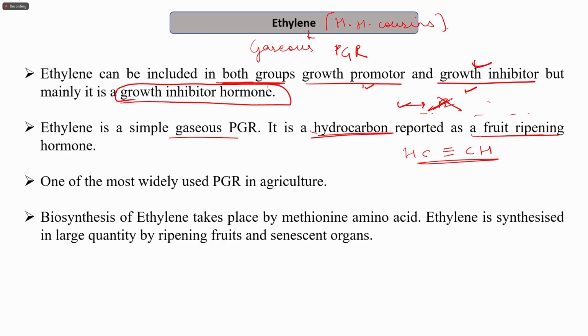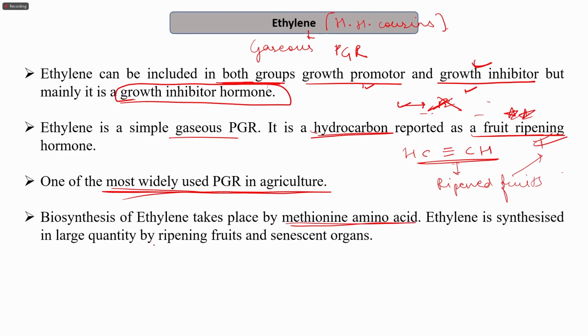And it is helping in the fruit ripening. This is very important. You might have seen that if we keep some fruits with the ripe bananas, the fruit also becomes ripened very fast. So this is a gaseous molecule which is released by the ripened fruits and helps in the ripening of the unripe fruits. So it is also known as ripening hormone, and it is one of the most widely used PGR in agriculture for the early ripening of the fruits. Biosynthesis of ethylene takes place from the amino acid methionine. Ethylene is synthesized in large quantity by ripening fruits and senescent organs.